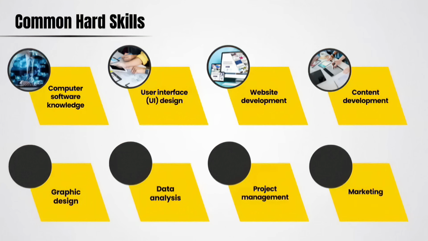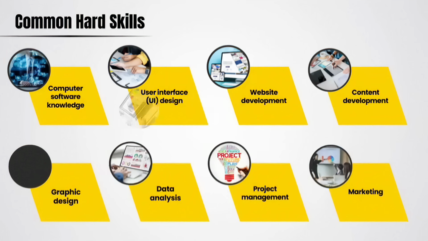Fourth one is content development. Content development is making useful or interesting information for websites, blogs, or social media. Here we can take an example like writing an article on top 5 time management tips for a blog. Next would be graphic designing. Graphic designing is making visual content like posters, logos, and social media images. For example, designing a very colorful poster for a college fest.